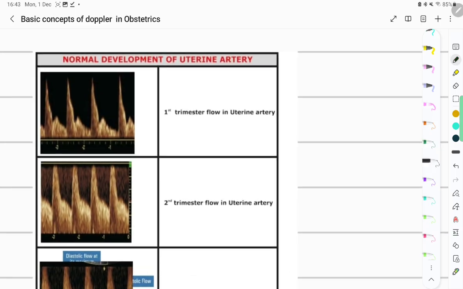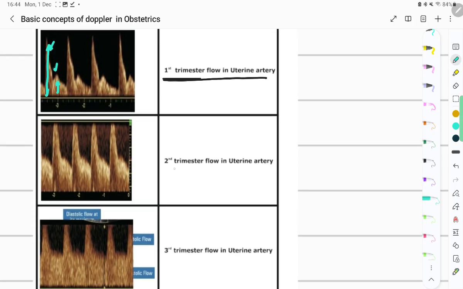See, during the first trimester, there is a notch. This is the systole. This whole thing is systole. This is the notch, and this is the diastole. So this is the uterine flow. Gradually, in the second trimester, because of trophoblastic invasion, the notch is now absent. The notch is completely abolished. So this is the systole, and diastolic flow has increased.